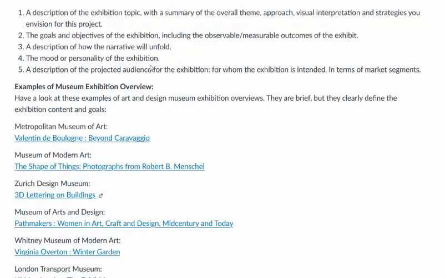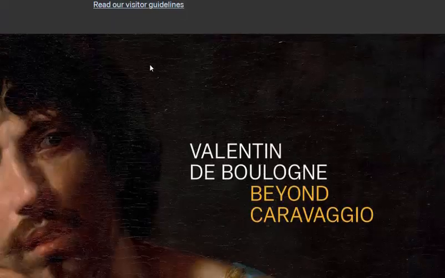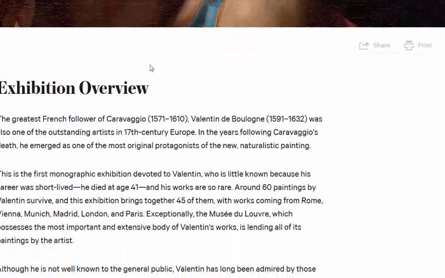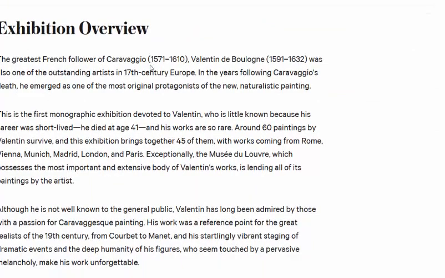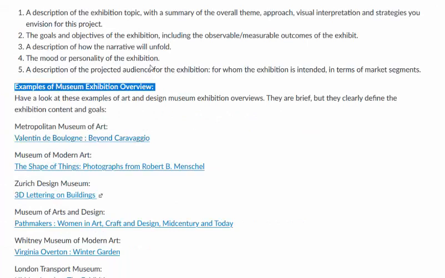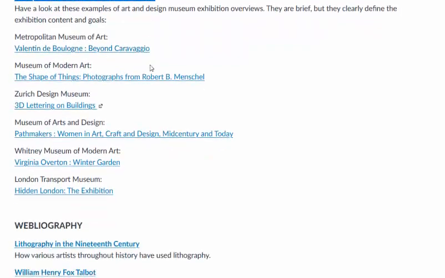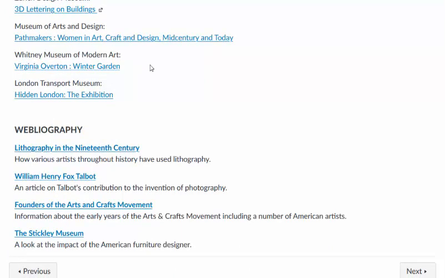I've also included links to examples of museum exhibition overviews from various types of museums to give you an idea of what these overviews are like. So be sure to have a look at some of these links. Here's one from the Metropolitan Museum of Art a few years ago. Here's the exhibition overview. It's only a few paragraphs long, but it's very clear about the goals of the exhibition. So be sure to have a look at these various examples of museum exhibition overviews so you have a clear idea of what those are about.